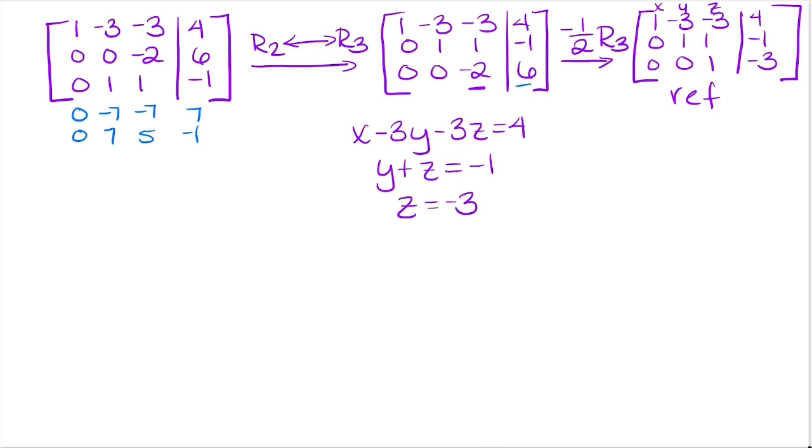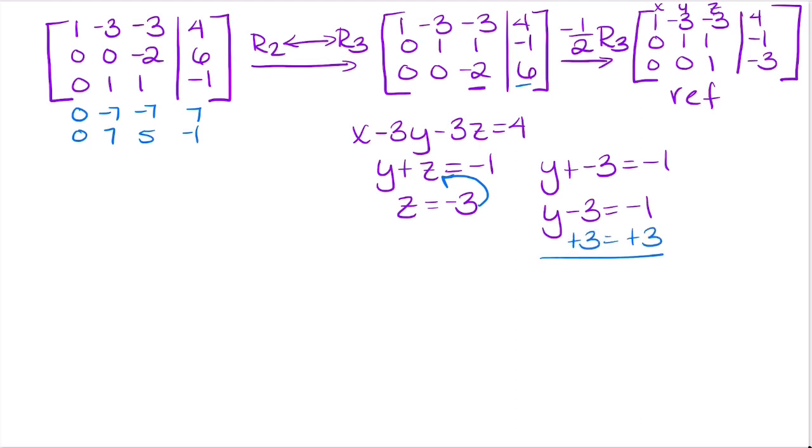Now let's go ahead and do our back substitution so we can figure out the other values. So z equals -3 gets plugged in here. So I have y plus -3 equals -1. Well, y plus -3 is basically y minus 3. So y minus 3 equals -1. I'm going to go ahead and add 3 to both sides. And when I do that, that's going to give me y equals 2.